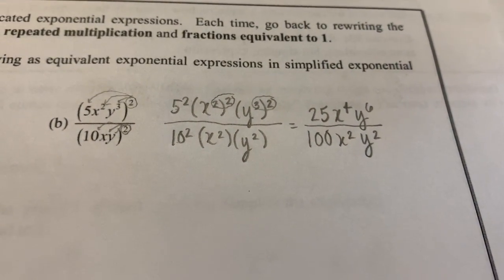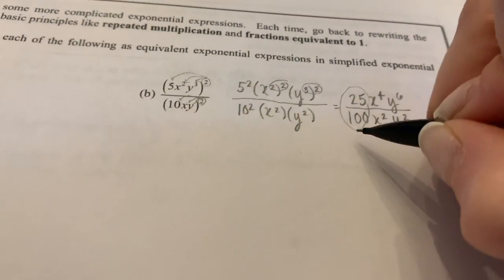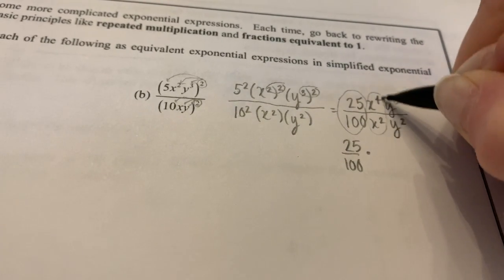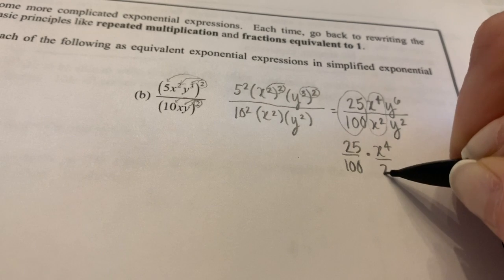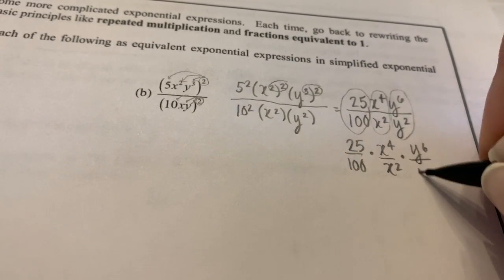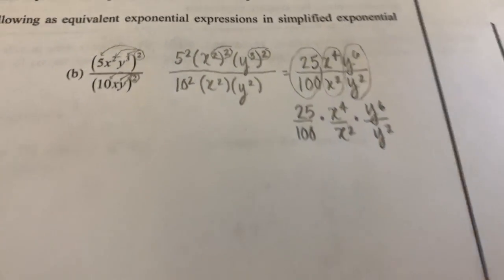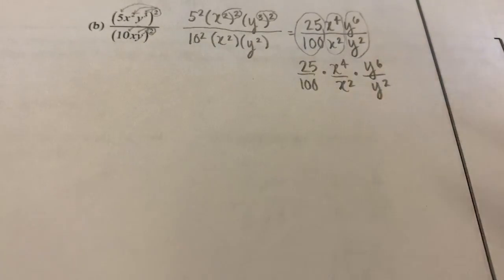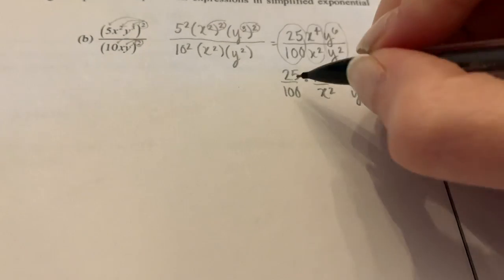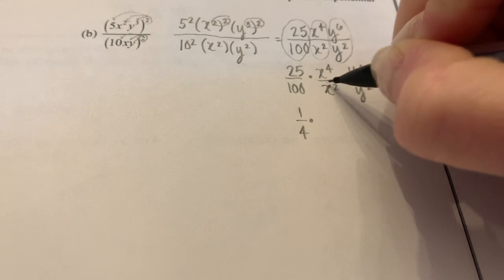Okay, so now I'm going to break these up by the like terms, so to speak. So 25 over 100 times x to the 4th over x squared times y to the 6th over y squared. And now I can apply my rules here and make everything much easier. Put your 25 over 100 into your calculator if you can't see that that's a fourth, and then use math_frac. So that's 1/4 times x to the 4th divided by x squared.